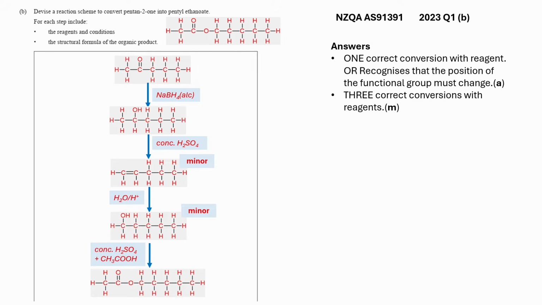If you got 3 steps correct, so you missed one of the steps, you get a merit, and if you get all of it right, you get excellence. So hey, if you keep practicing reaction schemes, they are well worth it when it comes to this paper. Okay, let's look at the next question.